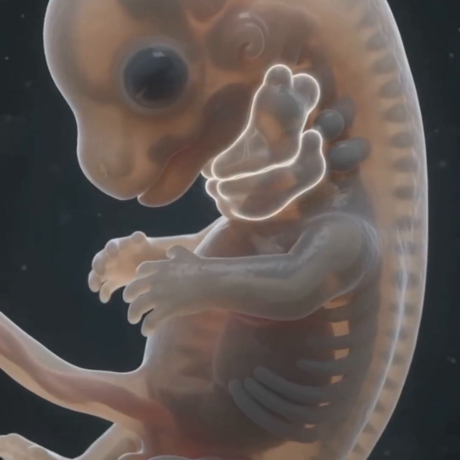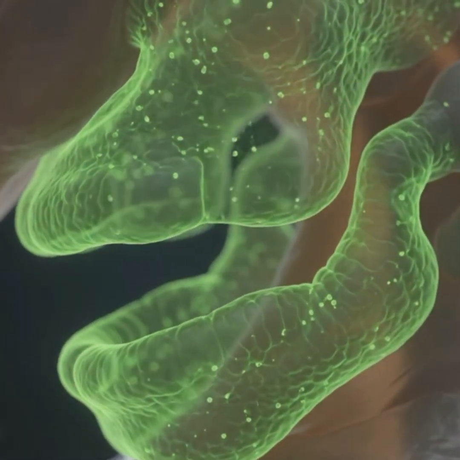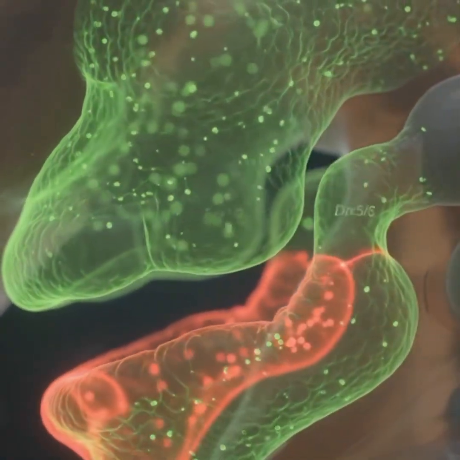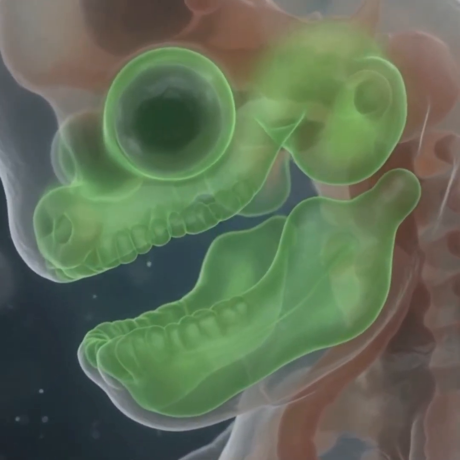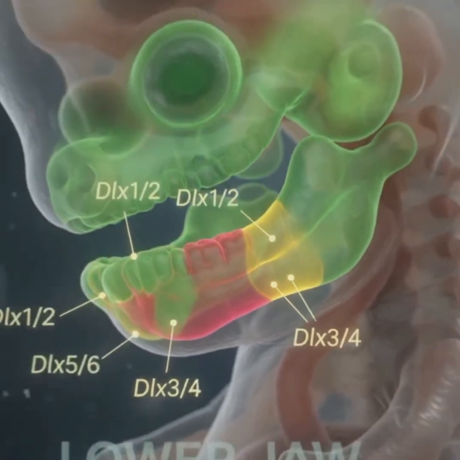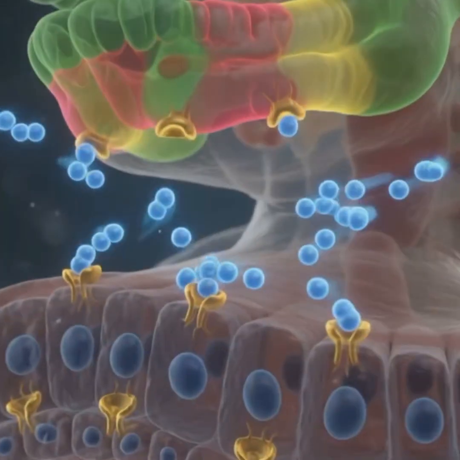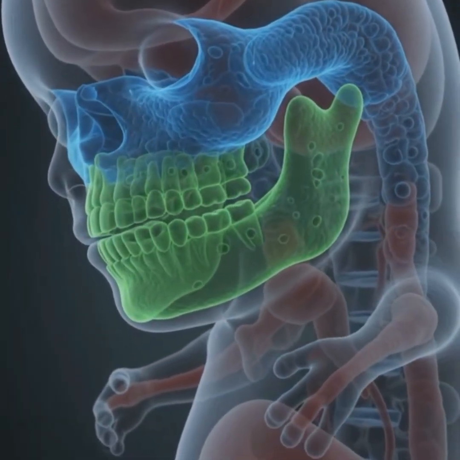The first pharyngeal arch is Hox-free. Instead, its patterning is regulated by nested DLX genes. DLX1 and 2 are expressed globally. DLX5 and 6 are restricted to the mandibular process, while DLX3 and 4 are in the distal domain of DLX1, regulated by endothelin-1 signaling. Within the first arch, distinct molecular zones are established.